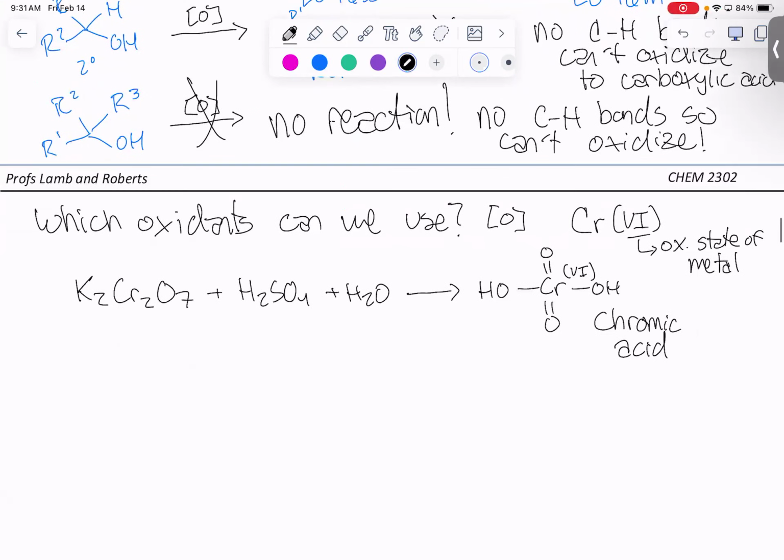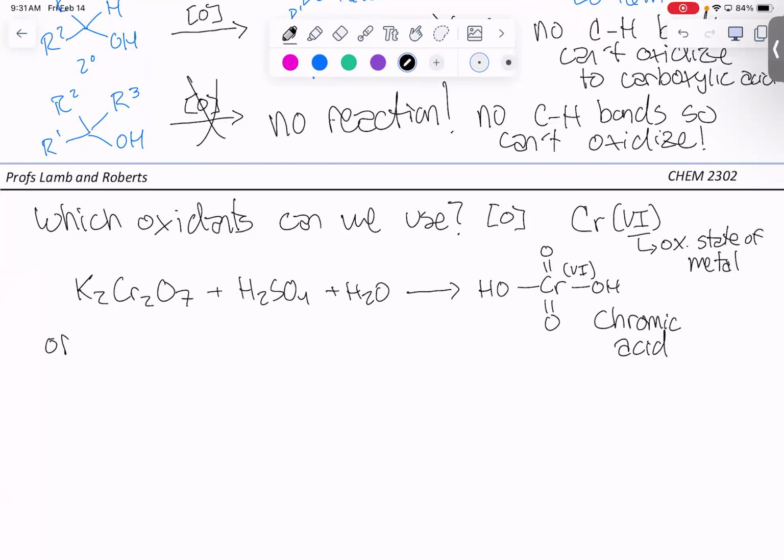You can use another set of conditions, the sodium salt of this. It doesn't have to be potassium, it can be sodium, depending on what you have on hand in your lab. And the sodium salt still requires H2SO4 and water. It goes the same way to the chromic acid. Or there's something else we can use, which is chromium oxide. So there are a lot of chromium 6 reagents that will do this reaction.